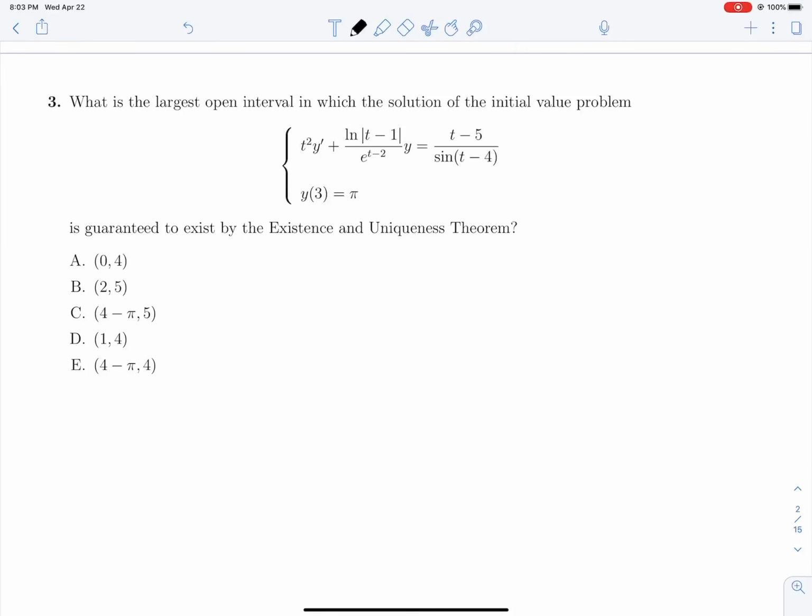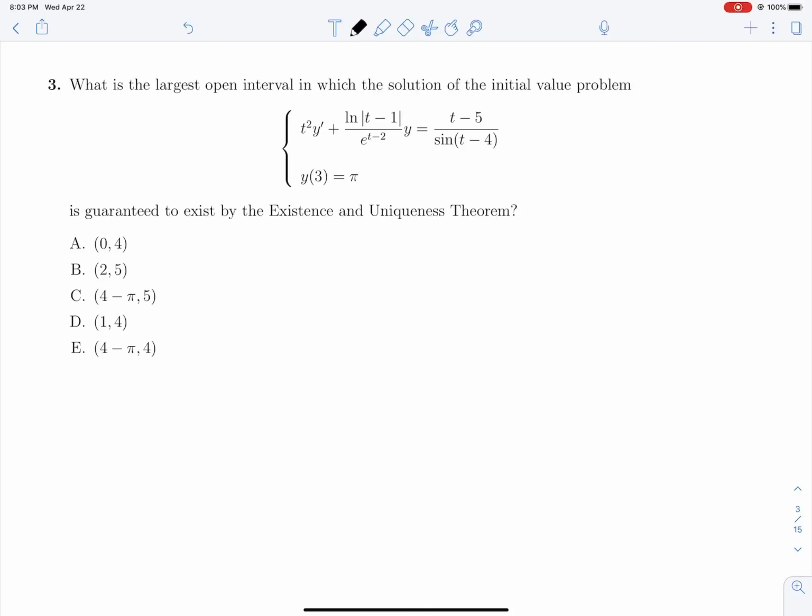What is the largest open interval in which the solution to this initial value problem is guaranteed to exist? So always we have to divide out anything that's on y prime, or in general our highest order derivative here. So we can rewrite this as y prime plus ln of the absolute value of t minus 1 over t squared e to the t minus 2, and that's equal to t minus 5 divided by sine t minus 4 times t squared.